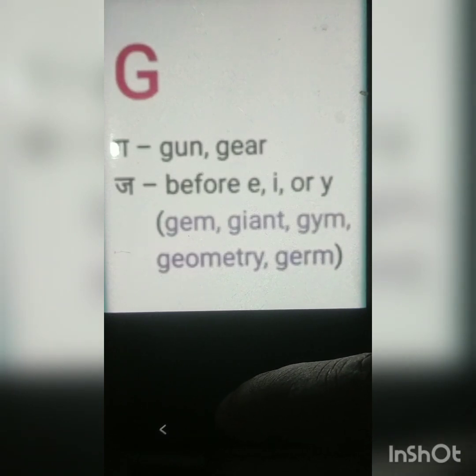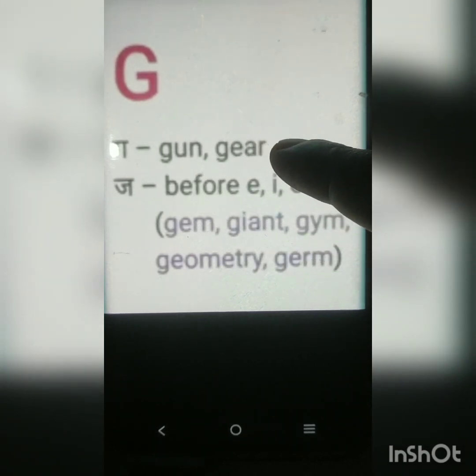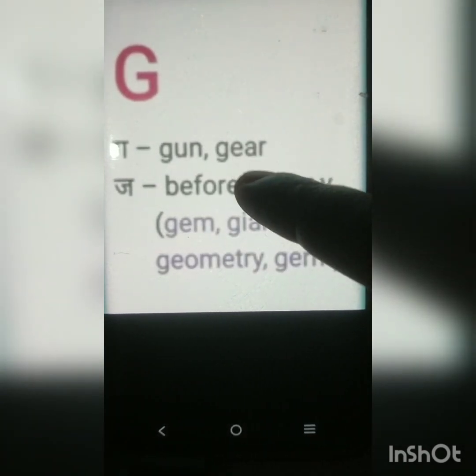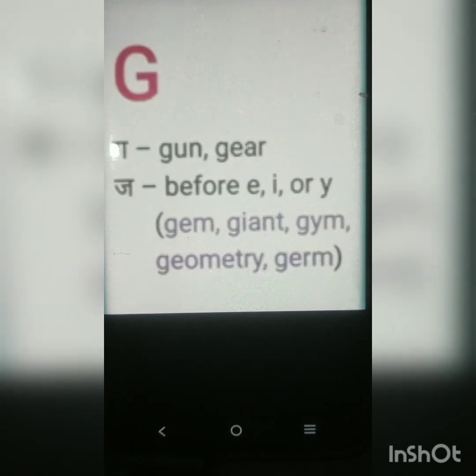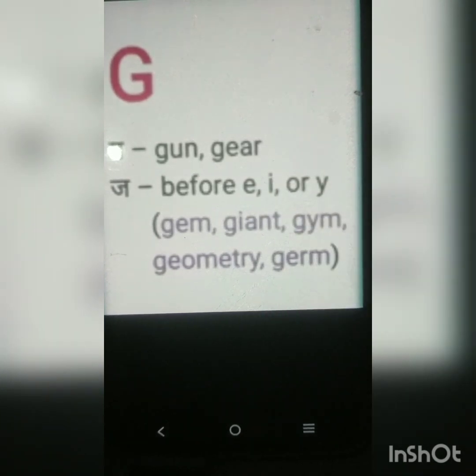Then G sound. You see 2 types of G sounds are there. One is G and one is J. Okay, so G, how is the G coming? G-U-N, gun. Okay? G-U-N, gun. Yes. G-E-A-R, gear. Now, if these are coming, G sound is there. But if the G is coming before E, I, Y, then its sound will be J. That means jam. Please tell with me, jam.